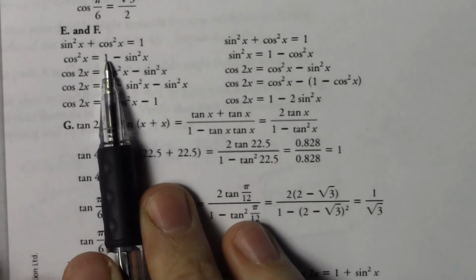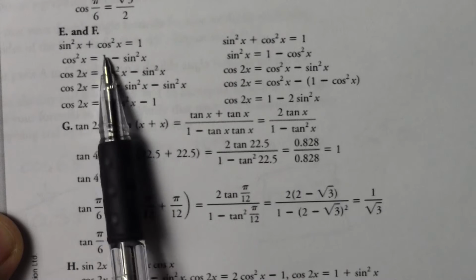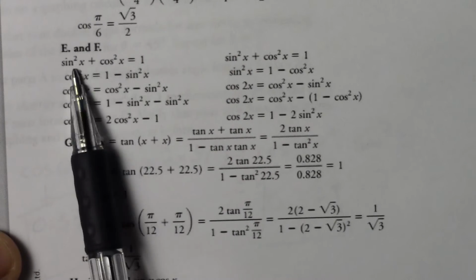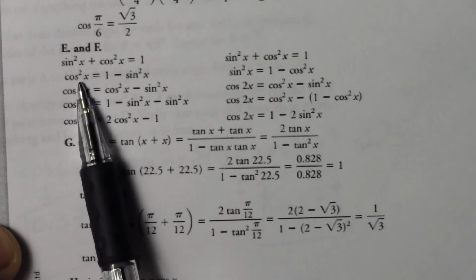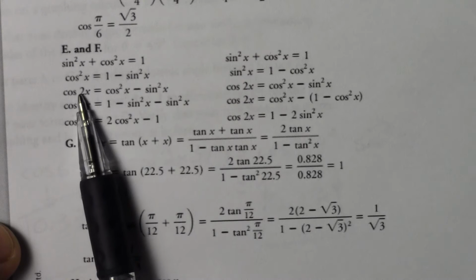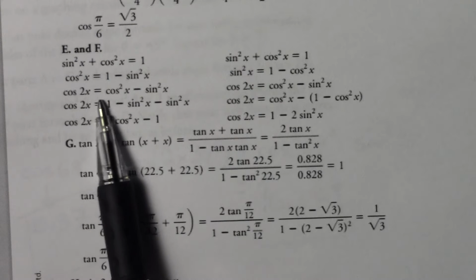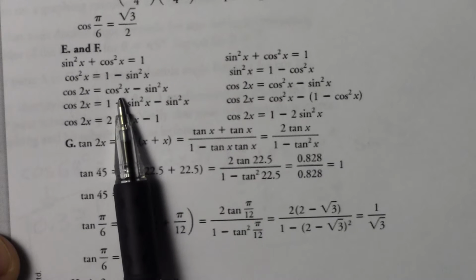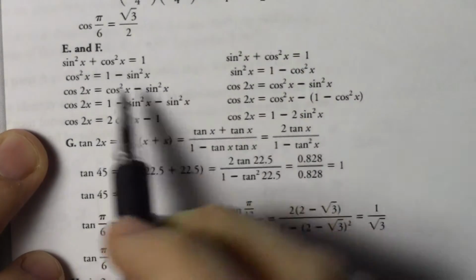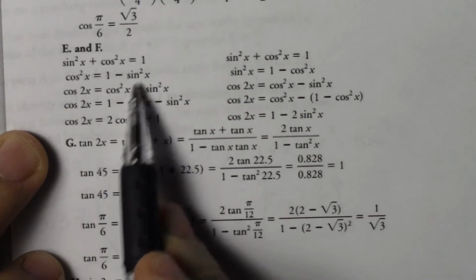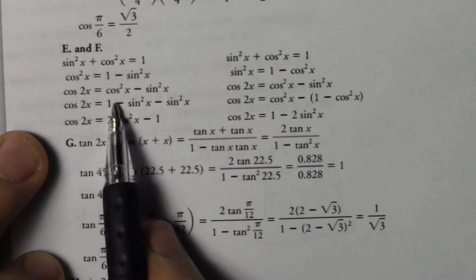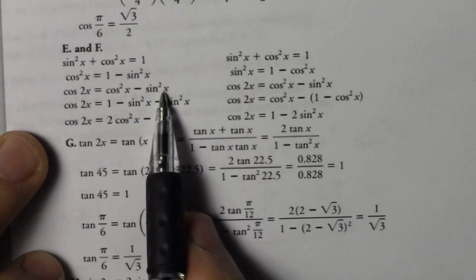All right, so they've asked us to substitute in for cos squared x. So quickly, using the identity that we know, we can isolate for cos squared x. So we move sine squared x to the other side. Cos 2x, now, we just developed this formula, cos squared x minus sine squared x. Now we're just going to substitute in for cos squared x, this 1 minus sine squared x. So cos 2x becomes 1 minus sine squared x minus sine squared x.